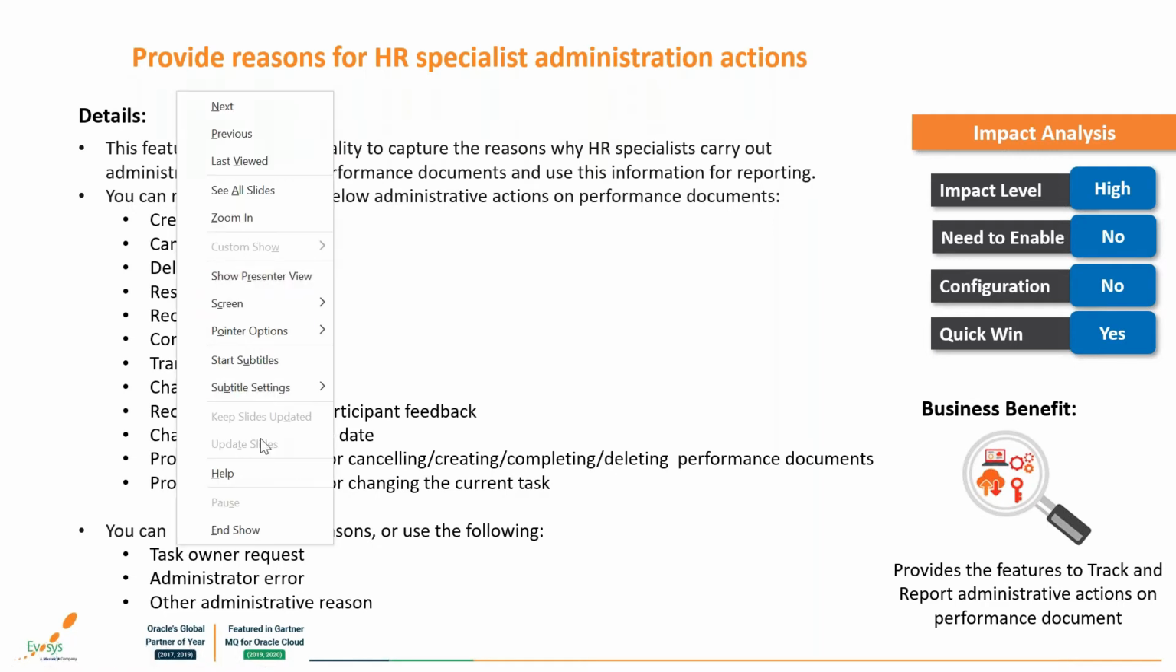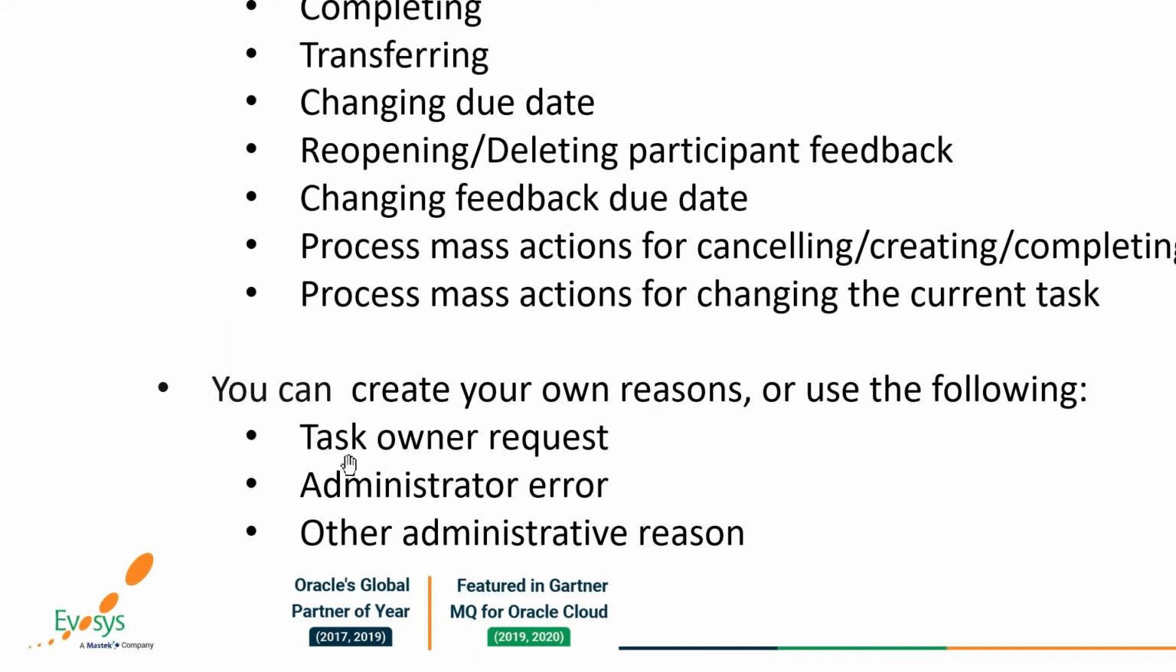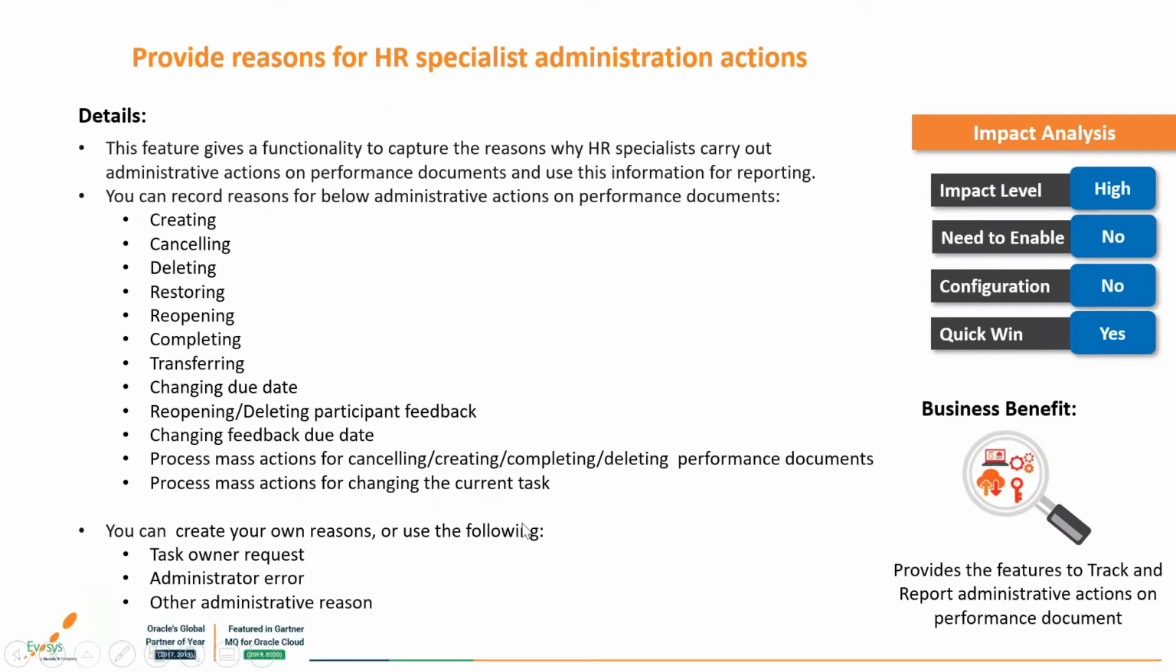These are the three action reasons that you will get by default: task owner request, administrator error, and the third one is other administrative reasons. So these are the three that you will get by default, but you can create your own action reasons as well. The business benefit of this feature is that it provides the ability to track and report administrative actions on performance documents. So maybe in reports in OTBI analytics, you can fetch that this particular action was performed because of this action reason. So it helps there as well.